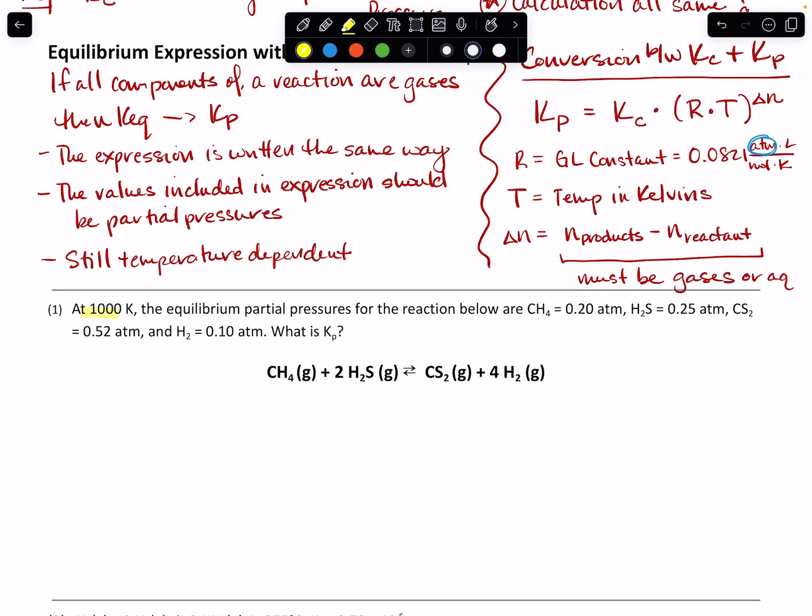All right, so here at 1,000 degrees Kelvin, the equilibrium partial pressures for the reaction below are as stated. We've got CH4 at 0.2 atm. We've got H2S at 0.25 atm. We've got CS2 at 0.52 atm and H2 at 0.10 atm. So these are all our partial pressures. And then the question is asking, what is Kp?